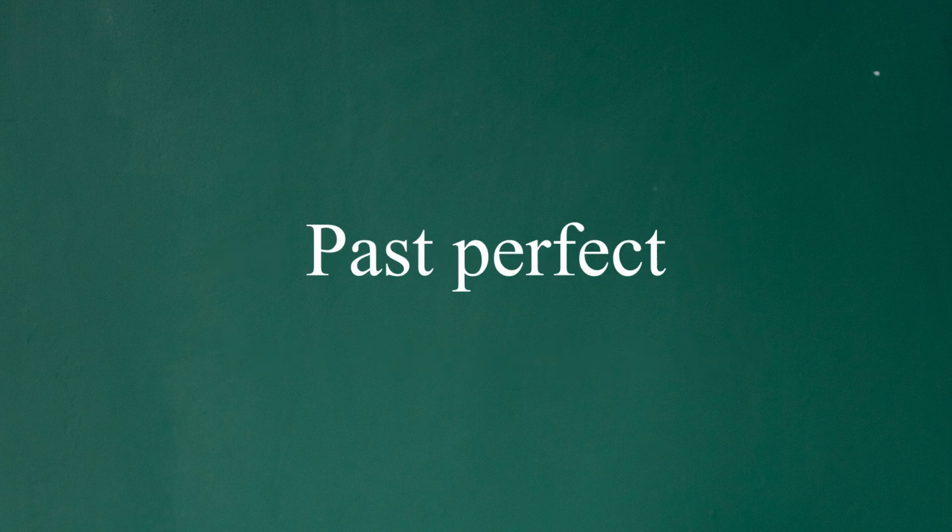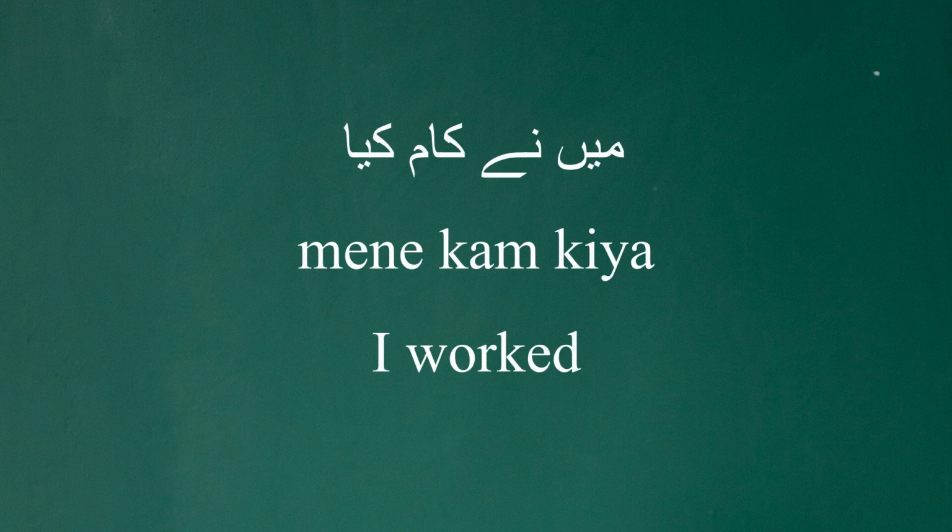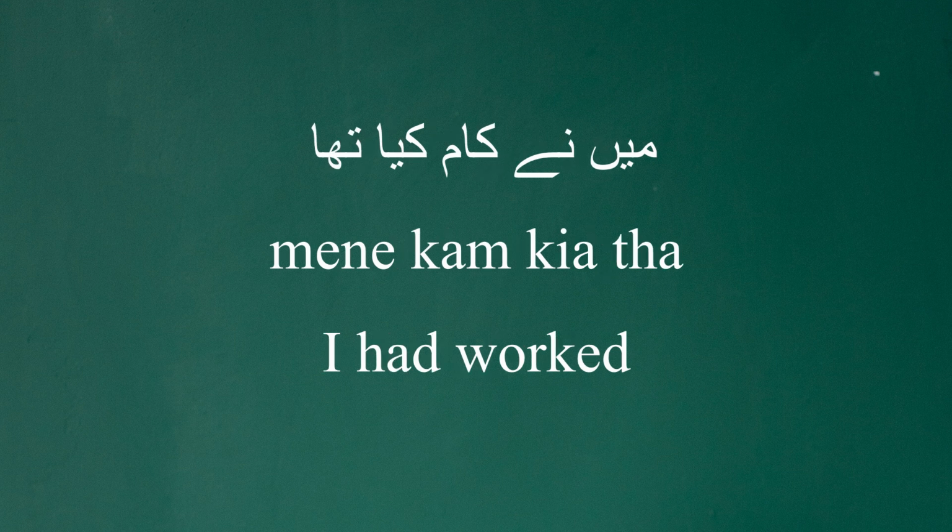Now let's talk about the past perfect tense. Past perfect tense is much further in the past. And what we do is we put the past form of auxiliary verb. मैंने काम किया is I worked and I had worked. मैंने काम किया था.